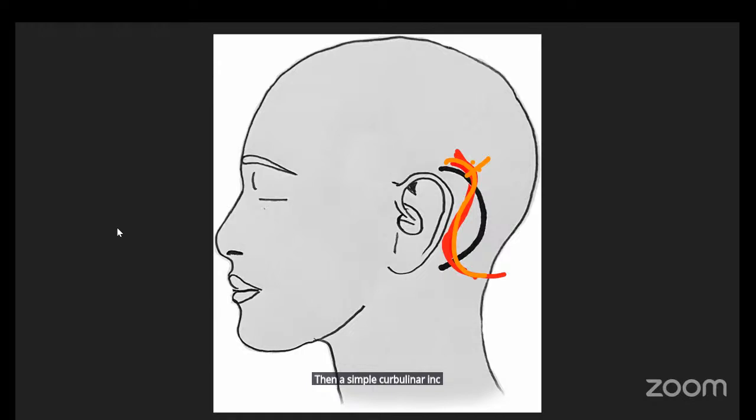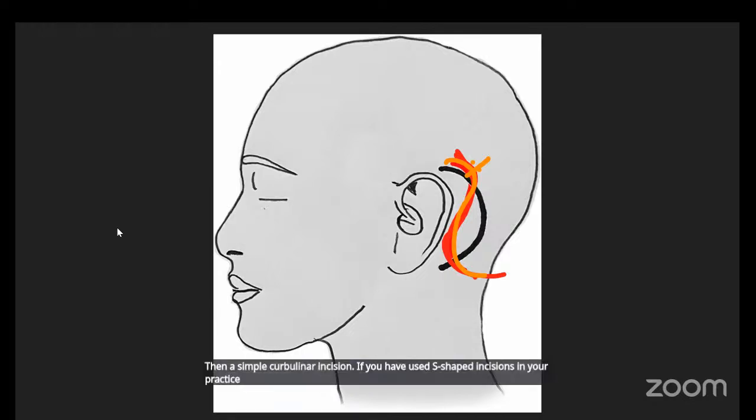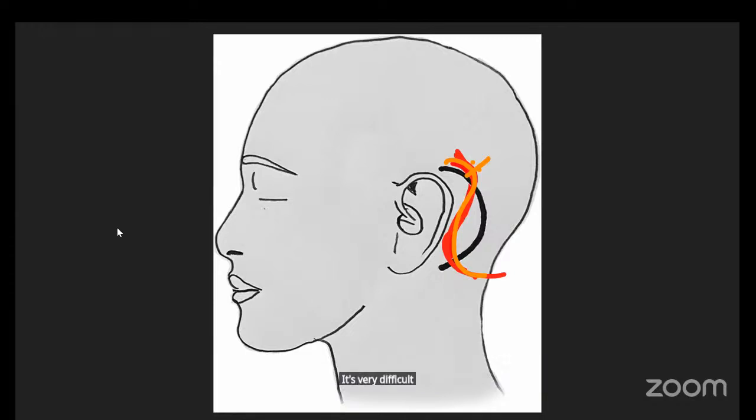If you have used S-shaped incisions in your practice, you would understand what I'm trying to say here. It's very difficult to teach on the illustrations only, but you get it. I am not sure what your institutional practice is. The curvilinear works fine for a lot of procedures.